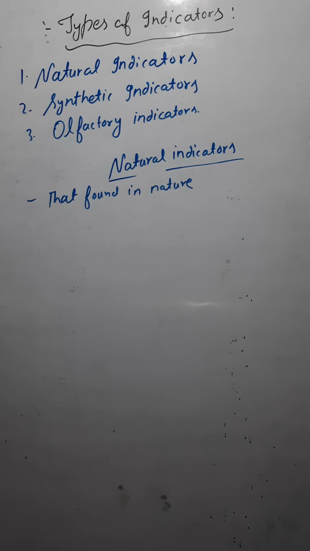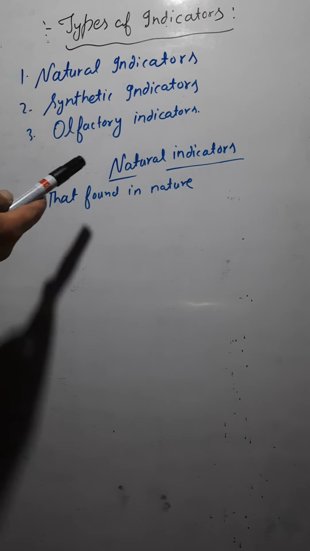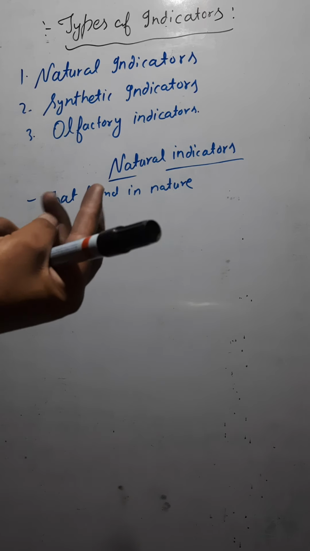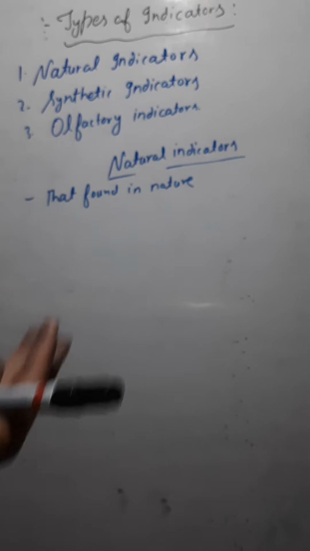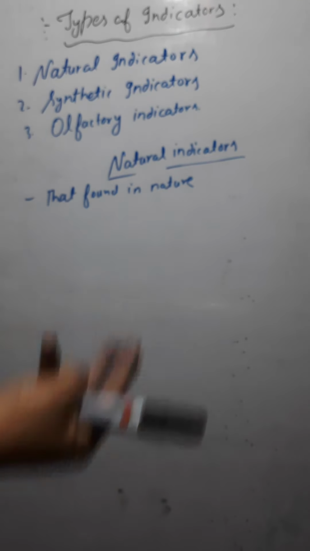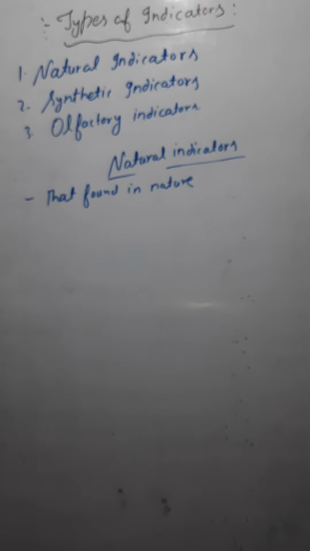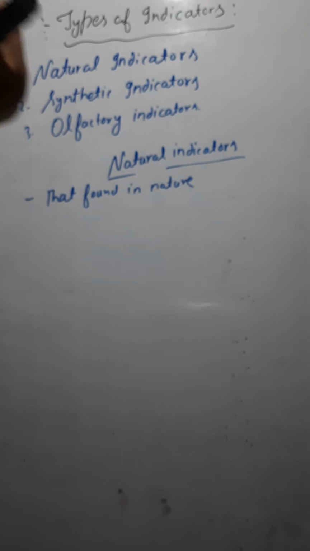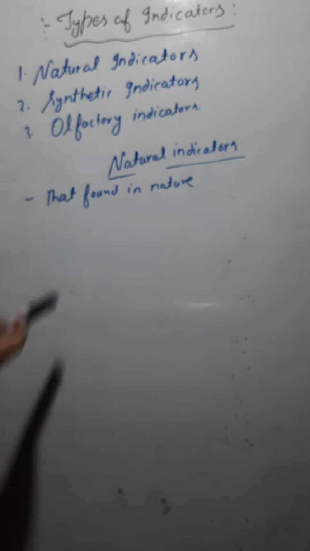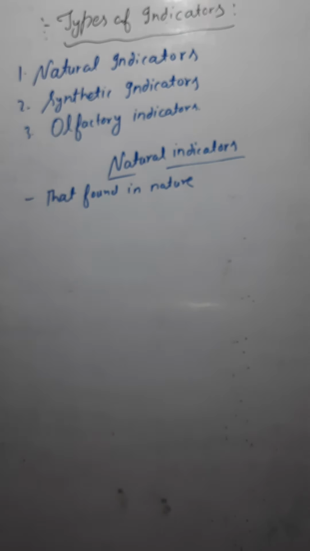In the previous case I told you about three commonly used indicators: methyl orange, phenolphthalein and then the litmus solution. The litmus is a natural indicator here, because we extract litmus from a plant that is also known as lichen. So we extract this from the lichen plant. Let's discuss these natural indicators in detail. Before this, note it down.